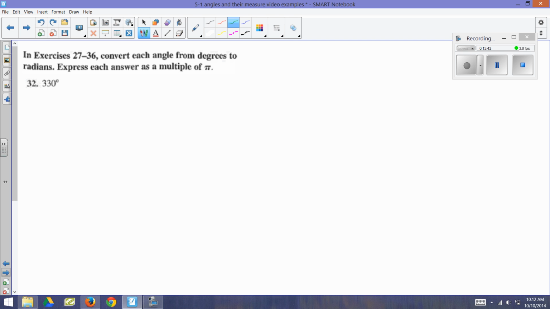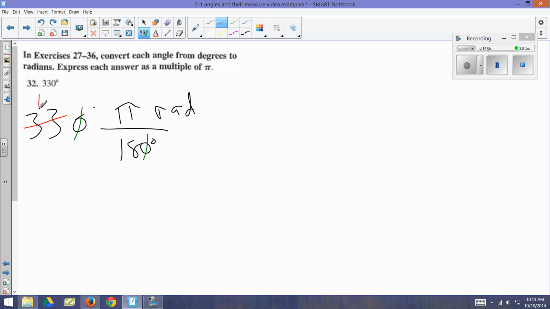Next one. 330 degrees. Convert it. Degrees on the bottom, radians on the top. The zeros cancel out. 3 goes into 33 11 times. 3 goes into 18 6 times. So I end up with 11 pi over 6 radians.